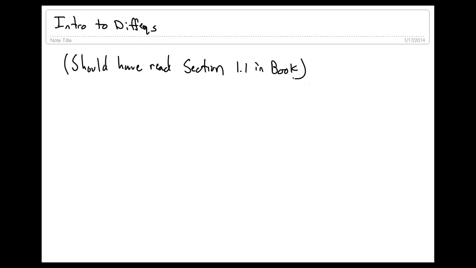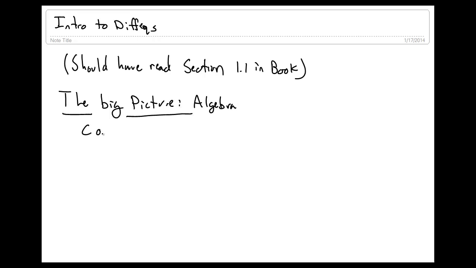So today I want to talk about the idea of differential equations. At this point you should have read section 1.1 in the book. So let's start with a big picture of algebra.